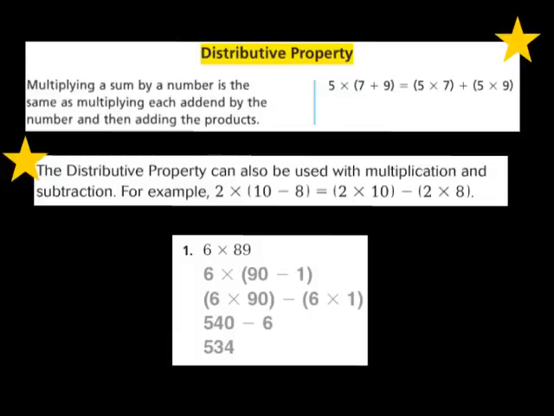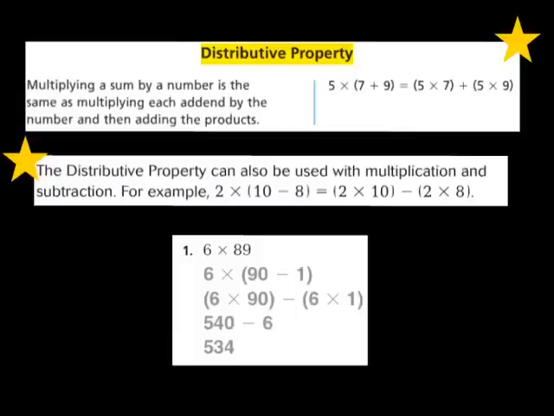Now, there's a new property that we're going to encounter in this lesson, and that property is called the distributive property. The distributive property simply says multiplying a sum by a number is the same as multiplying each addend by the number and then adding the products. Let's look at an example.